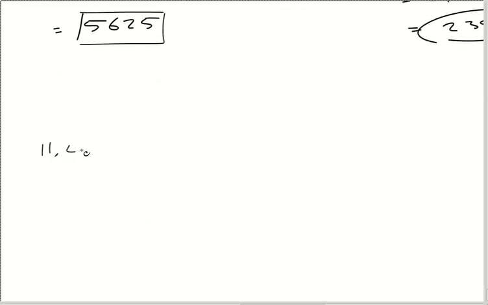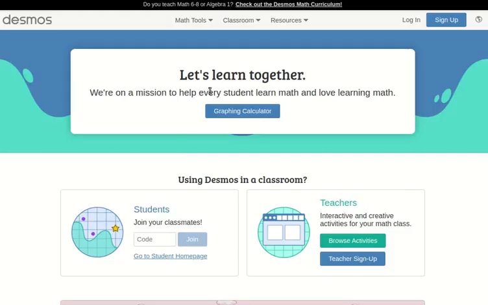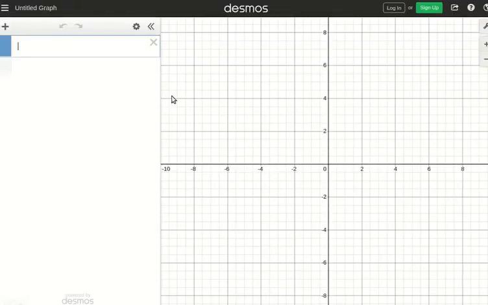All right, cool. Next one. I got 11, 2, 45. They give me summation i equals 1 to 15 of 6i minus 5. You know where to go for this, right? Yeah. I'm serious. Desmos. Desmos graphing calculator.